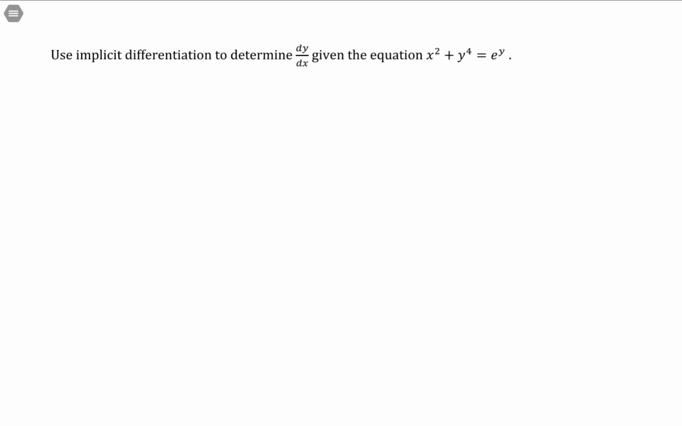Use implicit differentiation to determine dy/dx given the equation x squared plus y to the fourth equals e to the y. So this function is going to be very difficult or maybe even impossible to get y by itself and write it in explicit form. But we don't need to do that.